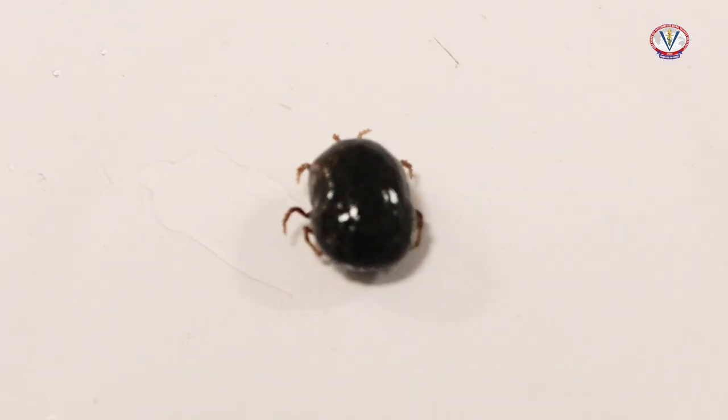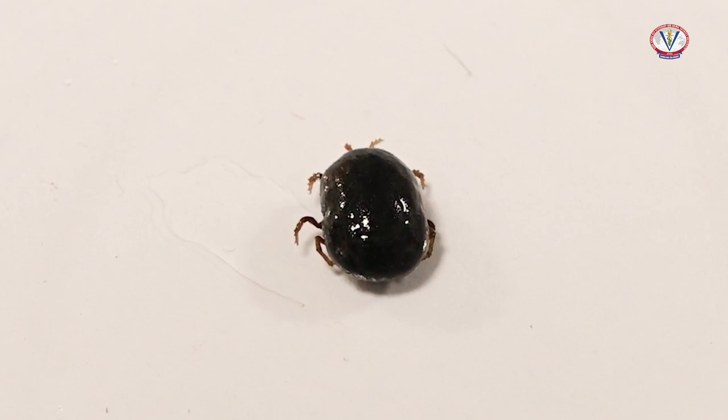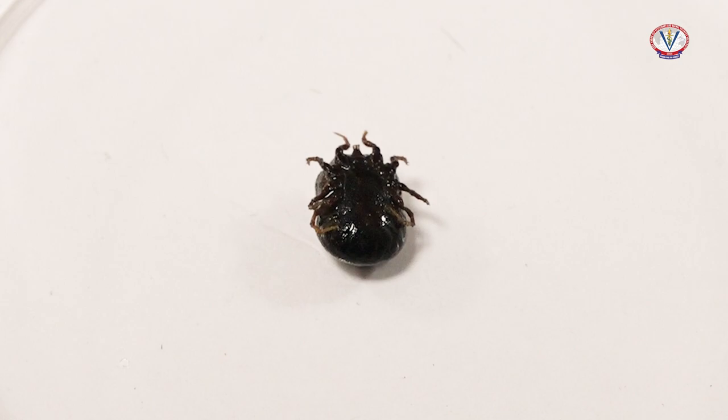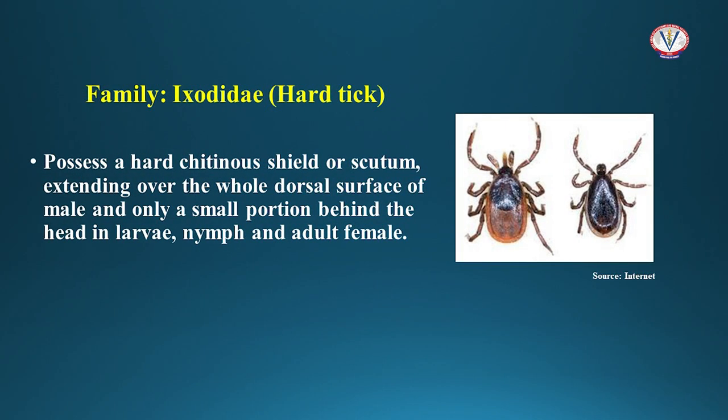The mouth parts are present ventrally and subterminal, so they are not visible from the dorsal side. Family Ixodidae, or the hard ticks.